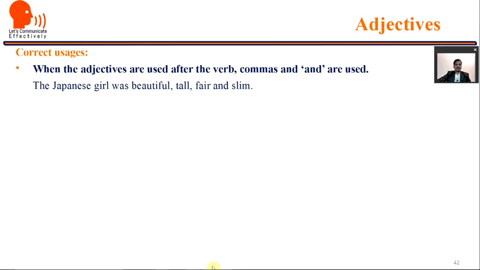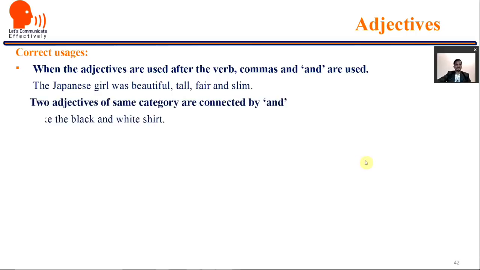When the adjectives are used after the verb, commas and 'and' are used. The Japanese girl was beautiful, tall, fair and slim. Now the adjectives for that girl are used after the verb. That's why the commas and 'and' are used. If I use them before the noun, definitely there will not be any comma, like beautiful tall fair slim Japanese girl. Clear?